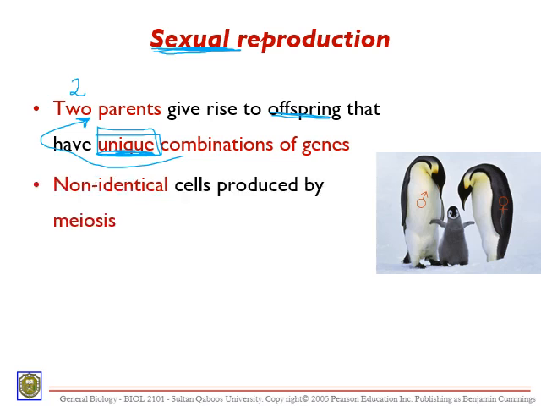Now, the cells that are produced in sexual reproduction are non-identical. They are not identical, and this is logical, since you have a unique combination, so of course they won't be identical copies of the parental cells. And the cells produced by sexual reproduction are not produced by mitosis, but by meiosis.